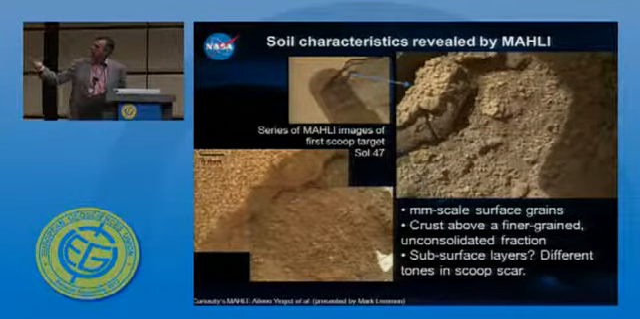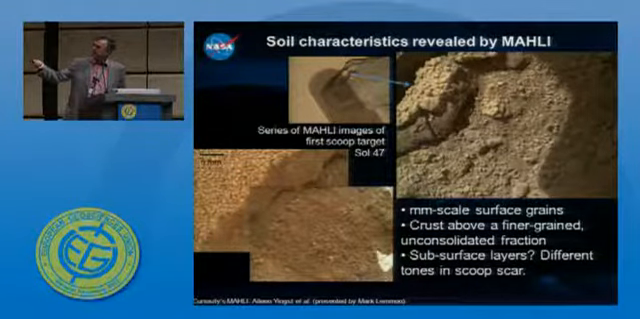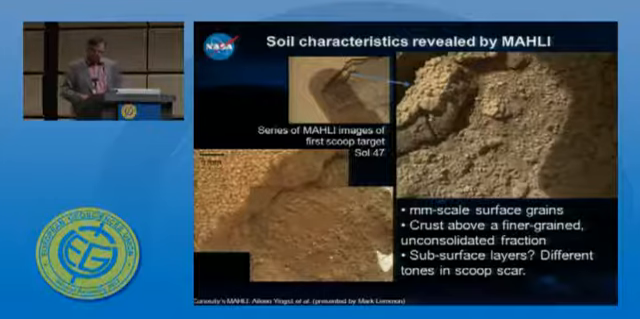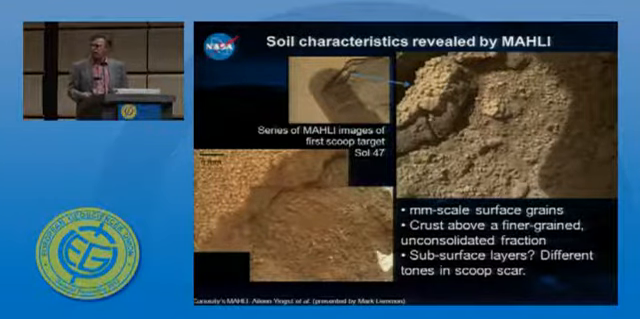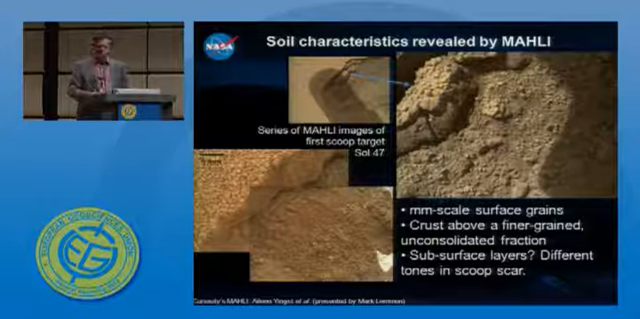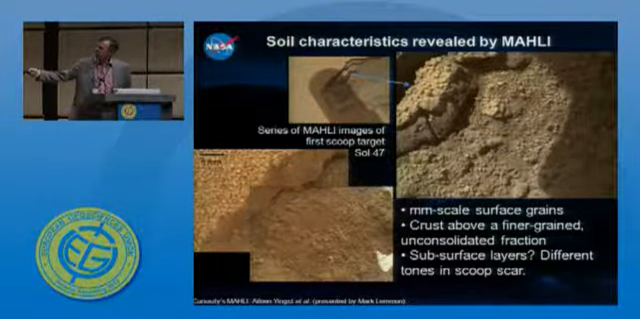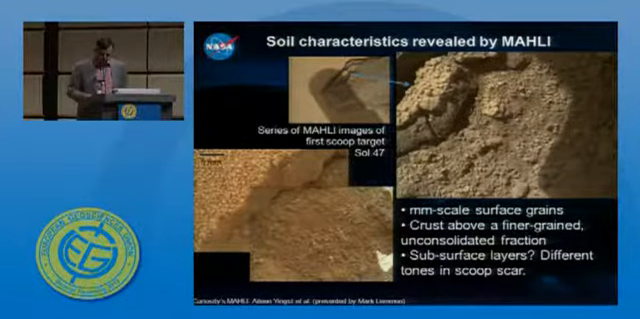You have the possibility of subsurface layering, as you see in here, dark, white, dark banding, which could be a sampling artifact, or it could be actual layering. That's something that there are diverse opinions on. And then here's a broader view of the scoop surface, including one of the foreign objects of concern.